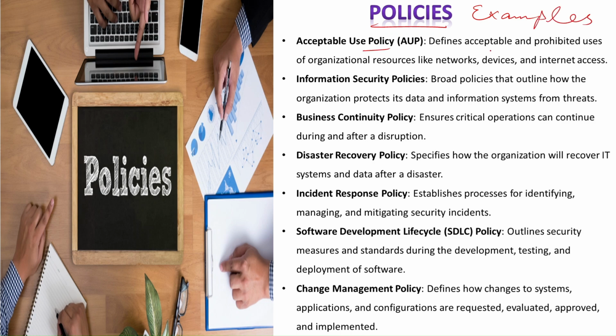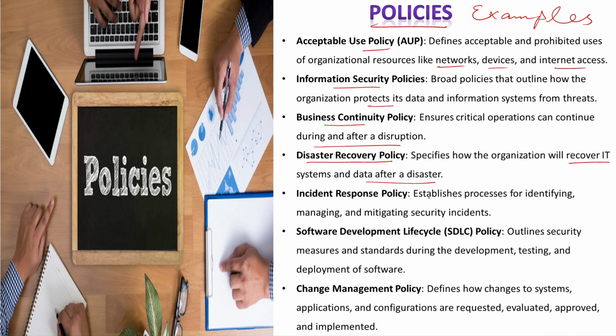Acceptable use policy, it defines acceptable and prohibited uses of organization resources like networks, devices, and internet access. Information security policies, these are broad policies that outline how the organization protects its data and information systems from threats. Business continuity policy ensures critical operations can continue during and after a disruption. Disaster recovery policy specifies how the organization will recover IT systems and data after a disaster.